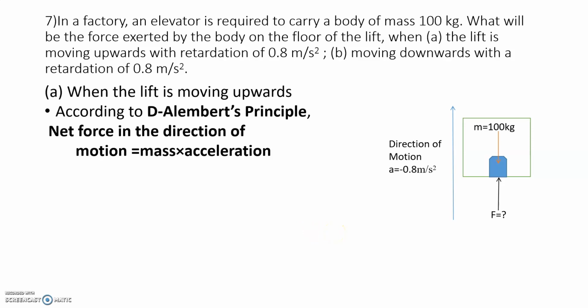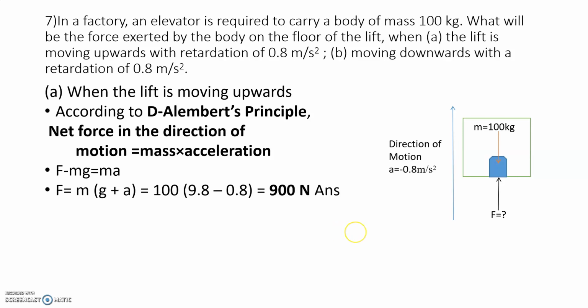Also, acceleration is 0.8 meter per second square. When the lift is moving upward, according to D'Alembert's principle, net force in the direction of motion equals mass into acceleration. That is F minus mg equals ma. Here we are rearranging, since we have to find F: F equals m into (g plus a). Since a is negative 0.8, a negative will come, and finally the answer will come as 900 Newton.